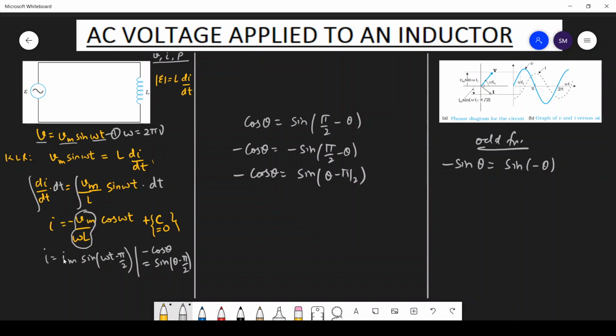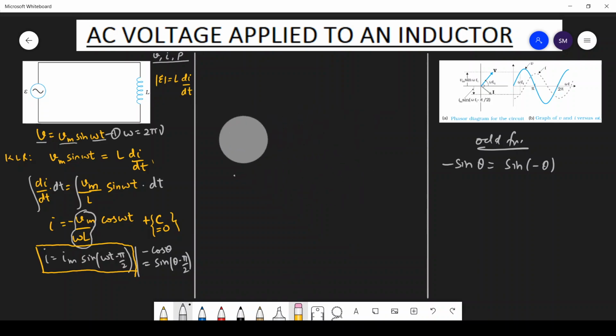Hence I have got my second equation, which is telling me the instantaneous current at time t. So this is my equation number 2.